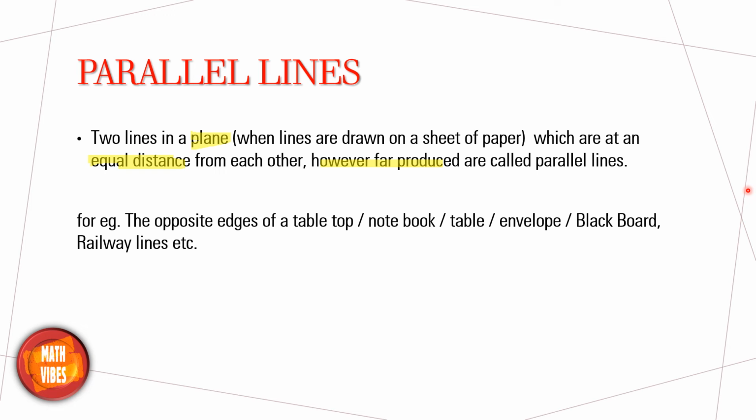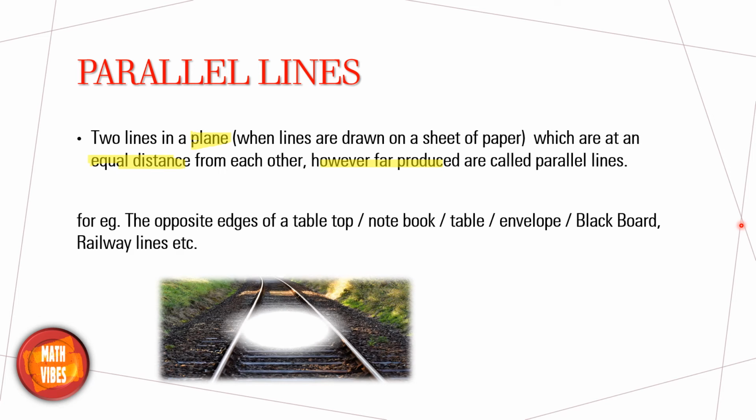For example, the opposite edges of a tabletop, the opposite edges of a notebook, table, envelope or blackboard, or railway lines. Yes, these all are examples of parallel lines. Don't say that a tabletop is an example of a parallel line or a notebook is an example. You will always say edges of a tabletop, edges of a notebook, not the notebook itself. And of course, railway lines, they are always at an equal distance from each other.